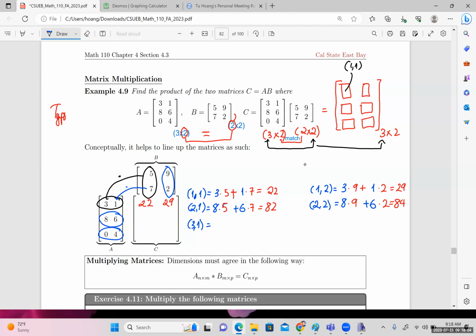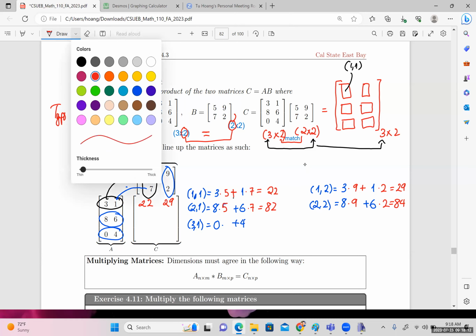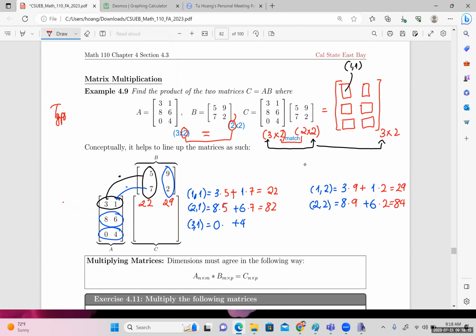Okay, it's going to be 0 plus 4, right? So we have column 1 going to be 5, 7, right? In matrix B, and you will have what? 28.